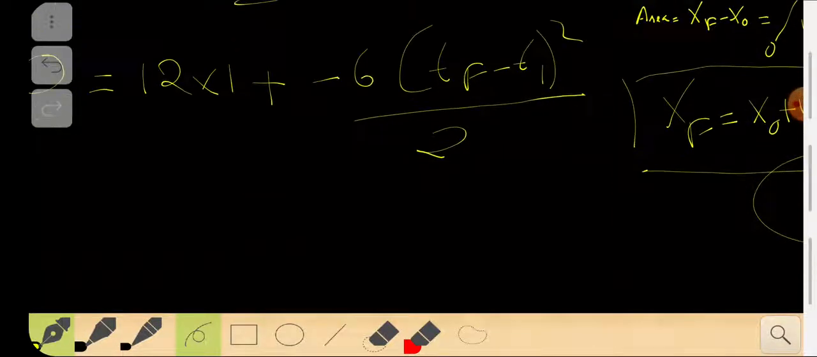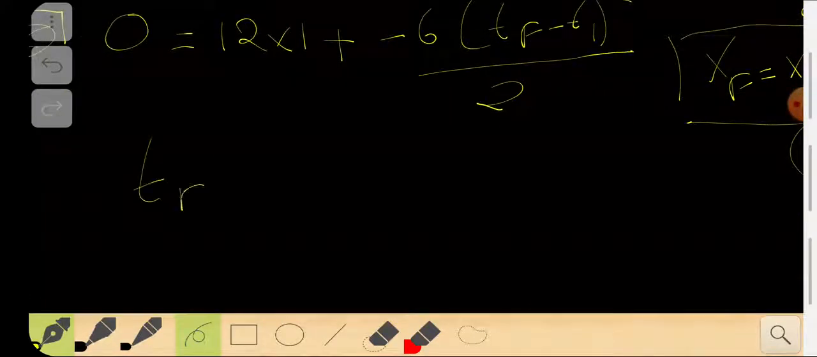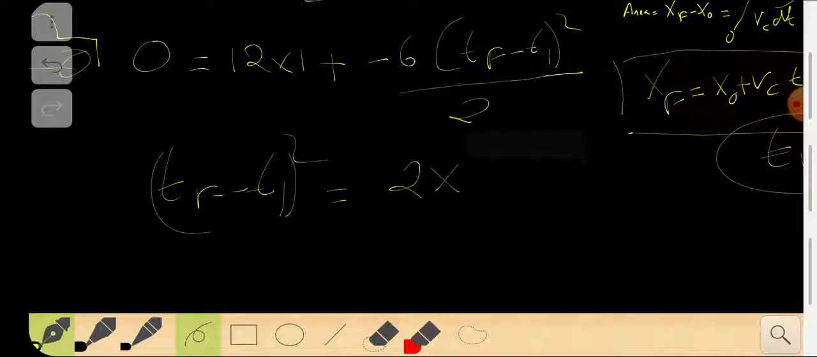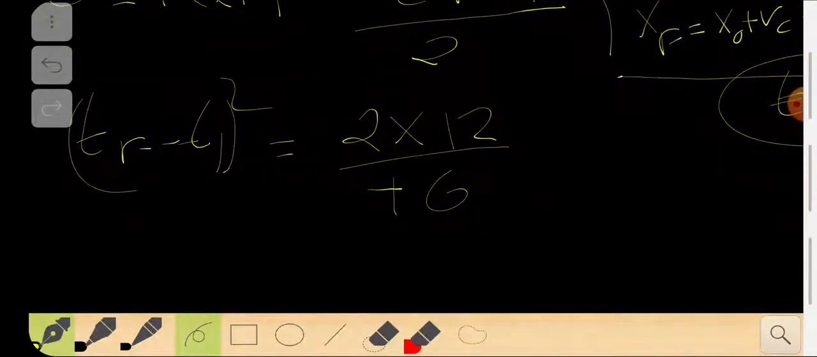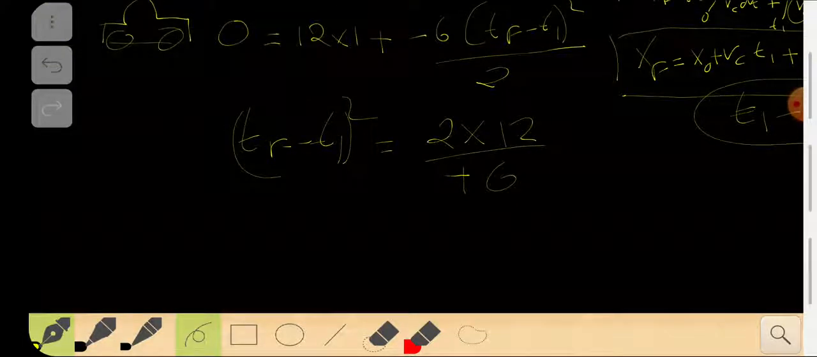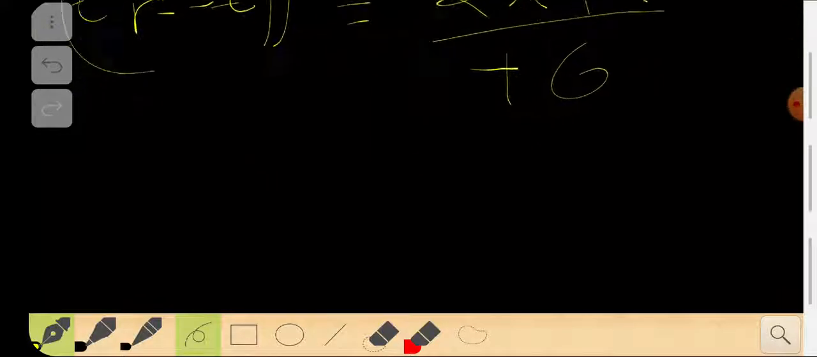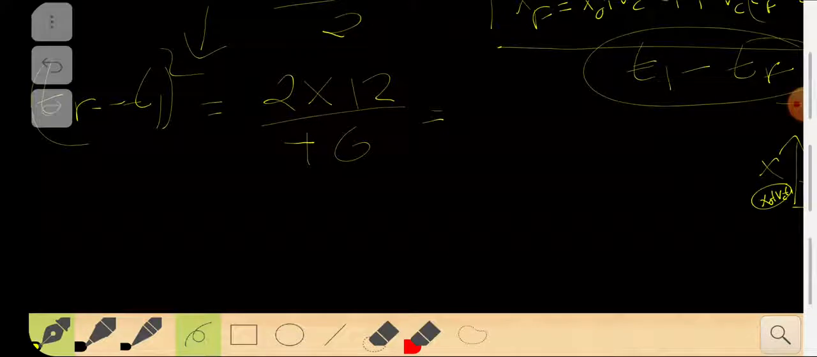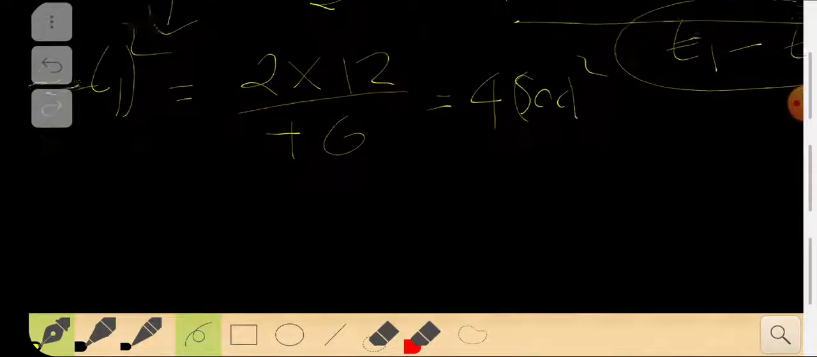Now if you equate this, you can find out tf minus t1 the whole square will be equal to 2 times 12 by minus times minus, there is a plus 6. You can equate that, and you get tf minus t1, the whole square, will be 4 seconds square.